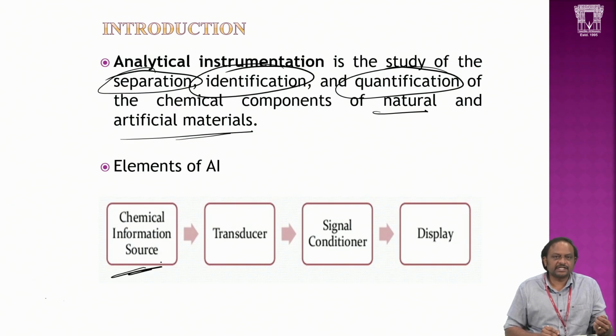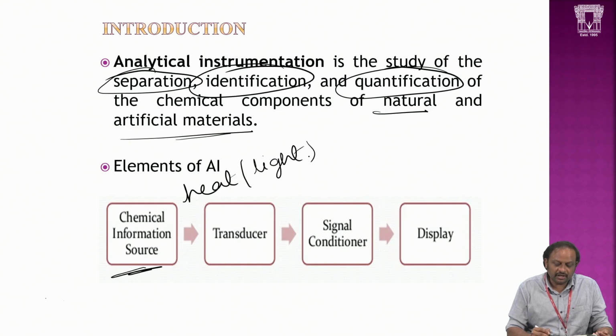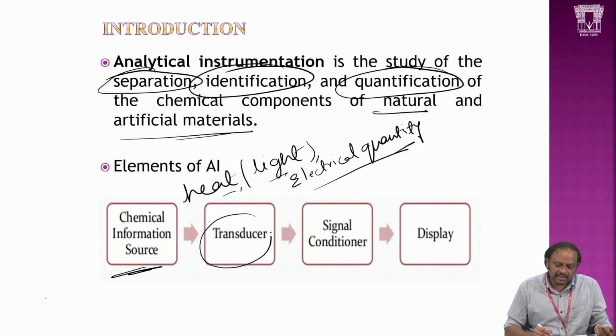Once it is ignited, it releases some energy in the form of heat, or light, or some electrical quantity. So whatever it is, once it is stimulated by this external energy, it will release this electrical quantity, heat or light. A proportional transducer you are connecting here.